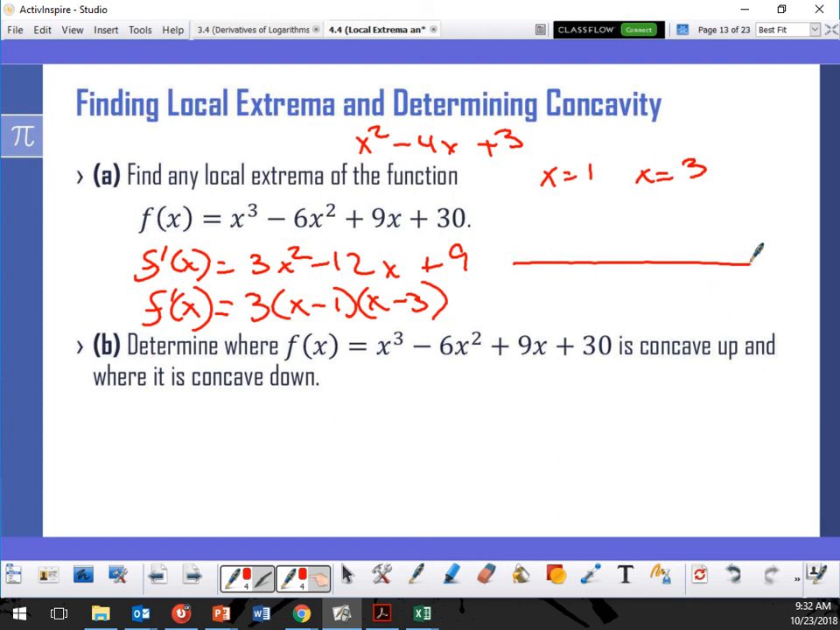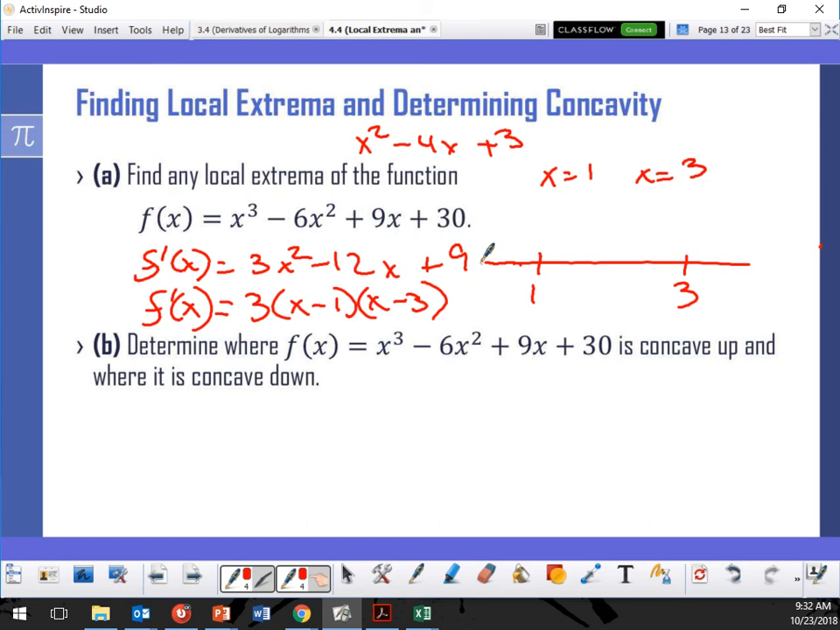So my number line, all right, 1 and 3 right here. So I could test points in between, right? I could test points or determine where the function is concave up and concave down. So let's do the second derivative on this now.